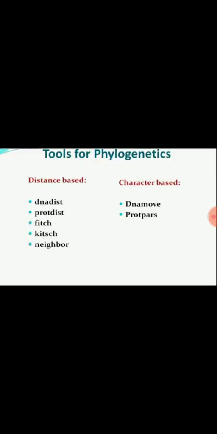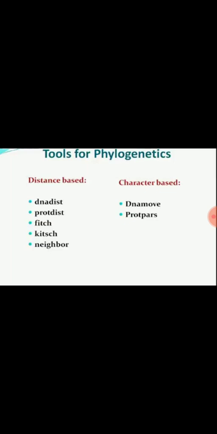Then Fitch. Fitch is also a computer program used to calculate the branch length. Then Kitch. Kitch is similar to Fitch, but here a molecular clock is assumed. And the Neighbor method, which is totally based on the UPGMA method. Okay, these are the 5 different tools used in the distance-based method.